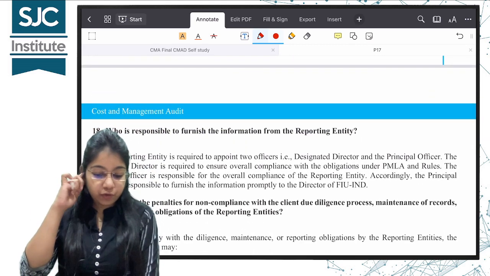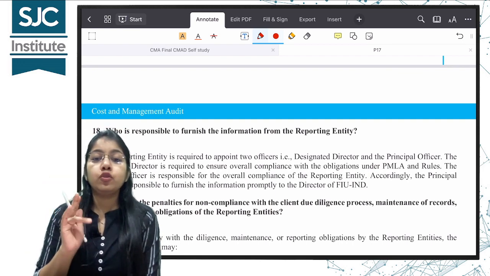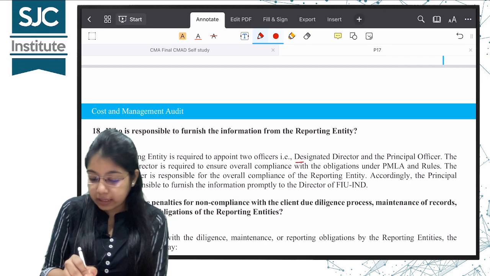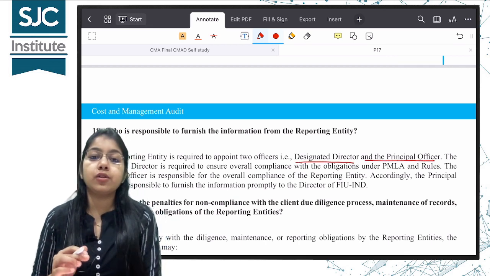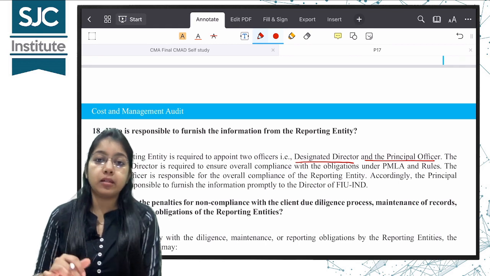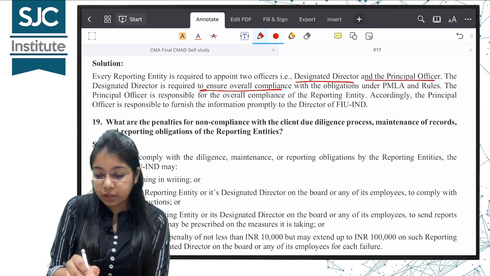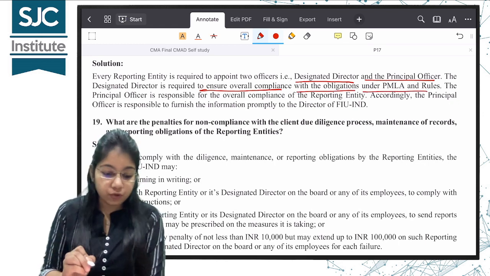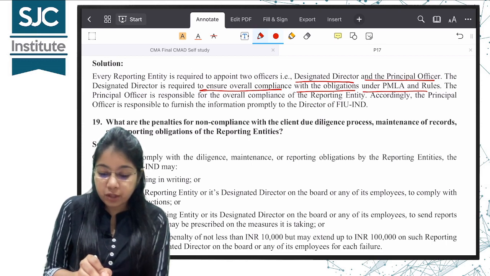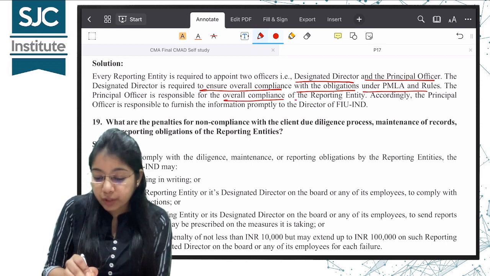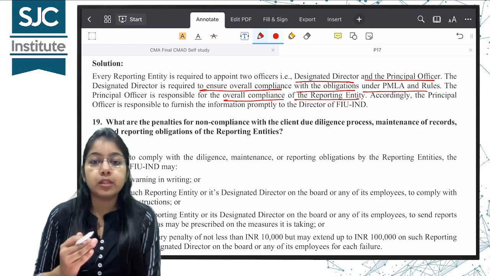Who is responsible to furnish the information from the reporting entity? From the reporting entity, 2 officers are designated: the designated director and the principal officer. The designated director is responsible to ensure overall compliance with the obligations of PMLA and its rules. And the principal officer is responsible for the overall compliance of the reporting entity. That means for the reporting purpose, who is responsible? The principal officer.